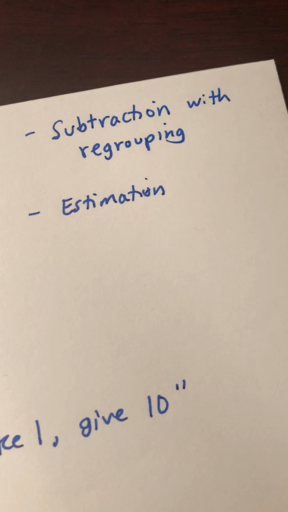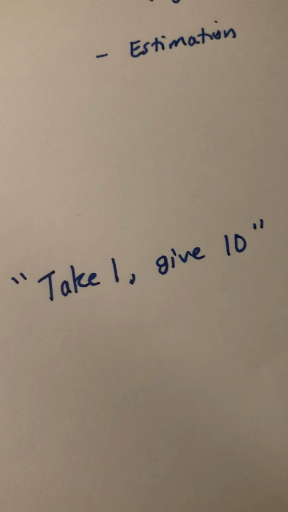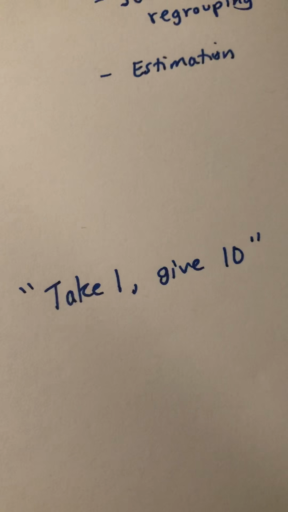So the language we're going to use in subtraction with regrouping is take 1, give 10. So in our place value chapter, we talked about how one place is 10 times the value of the place to the right. So every time we take 1 away, it would be 10 times its value to the right. So that's what we're going to do.